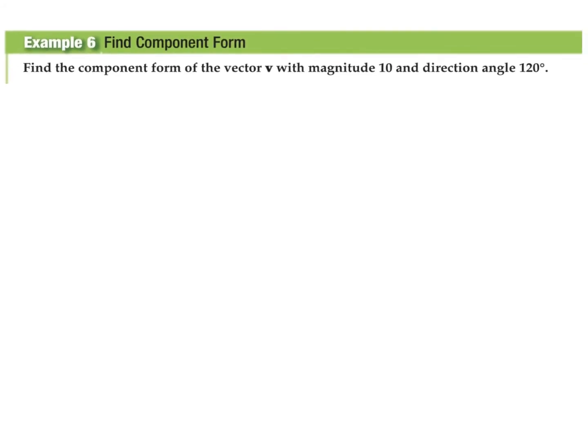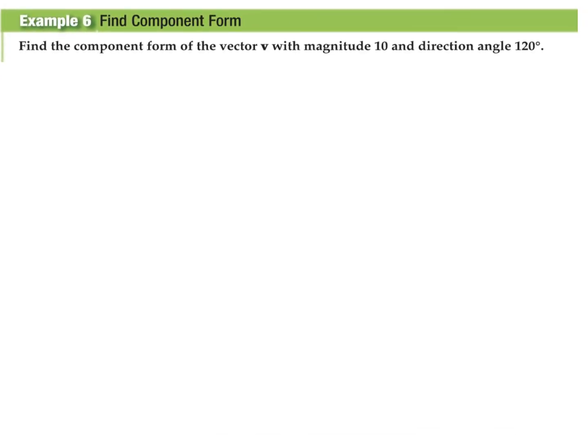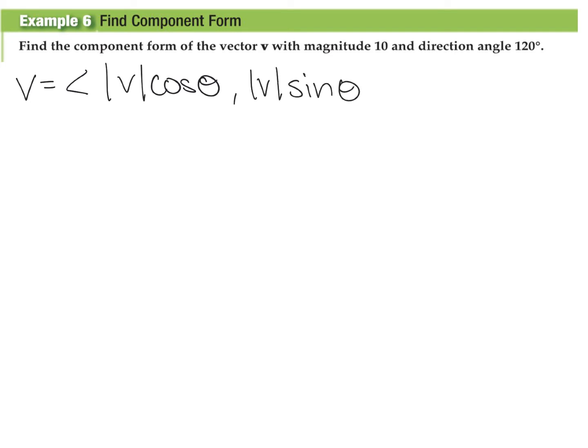Right, here is our example we're going to work with. Let me make that fit on there better. Okay, so we need to find the component form of our vector with magnitude 10, and our direction angle is 120. So the way we write this is v equals, and then we've got our bracket because we're starting the vector, magnitude of v times cosine theta, comma, the magnitude of v sine theta.